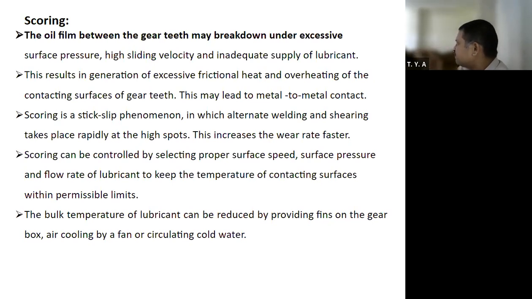Because of this repeated phenomenon, what will happen? It sticks and comes off, sticks and comes off, which means alternate welding and shearing takes place. What is shear? You have studied shear force. Suppose these two plates are joined by a riveted joint, and if I slide the upper plate in one direction and the lower plate in the opposite direction, the failure of the rivet takes place by shearing.